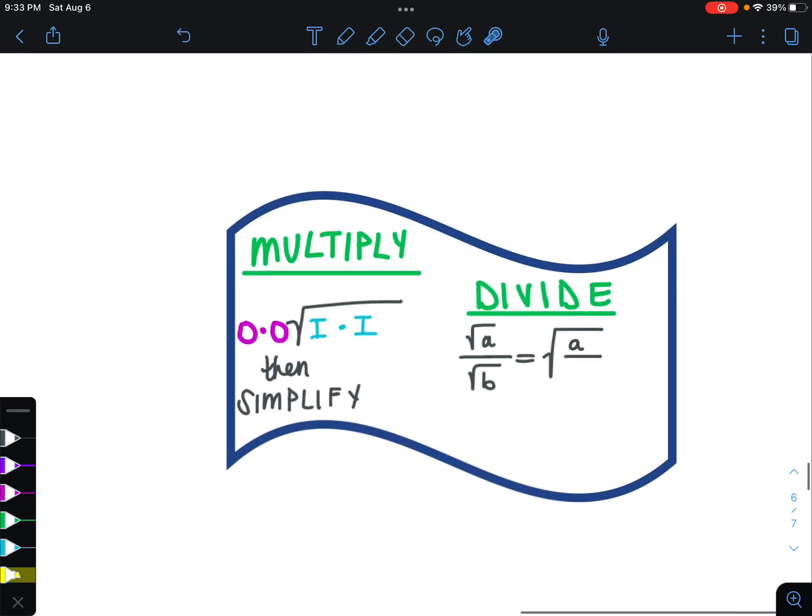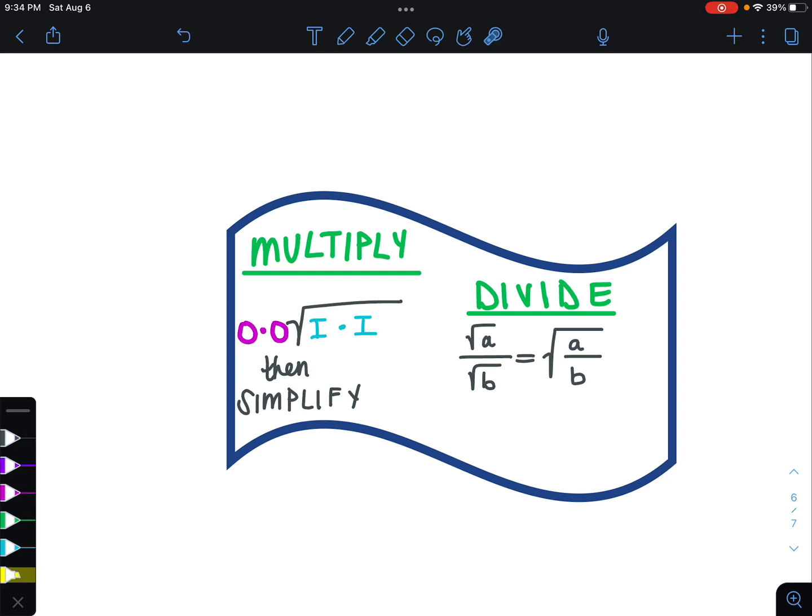So again, you can feel free to pause to copy this down, but when you're multiplying radicals, we're going to multiply the outside numbers outside. We're going to multiply the inside numbers inside the radical, and then simplify. Same thing with dividing. We can divide the outside numbers. We can also divide the inside numbers.